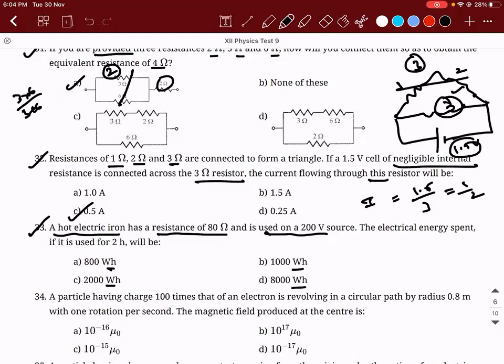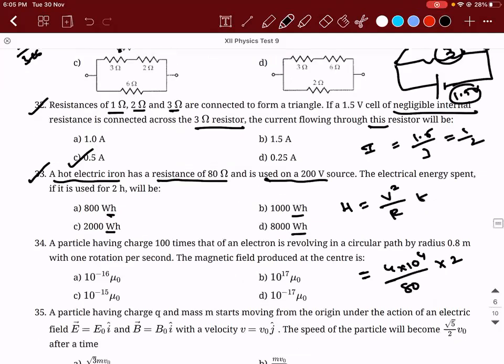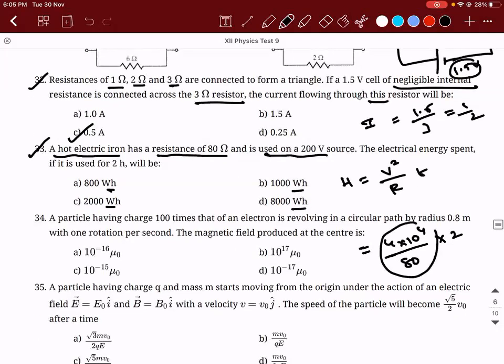How to solve this? H is equal to I square RT, or V square by R into T. V square is 4 into 10 power 4, divided by R, which is 80, into the time, which is 2 hours. So you can leave it as 2 itself. So this will be in terms of watt, multiplied by R, watt-hour.